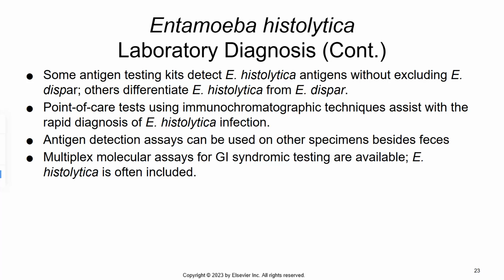Some antigen testing kits detect E. histolytica antigens without excluding E. dispar. Others differentiate the two. Point-of-care tests using immunochromatographic techniques assist with the rapid diagnosis of E. histolytica infection. Antigen detection assays can be used on other specimens besides feces. Multiplex molecular assays for GI syndromic tests are available. E. histolytica is often included.